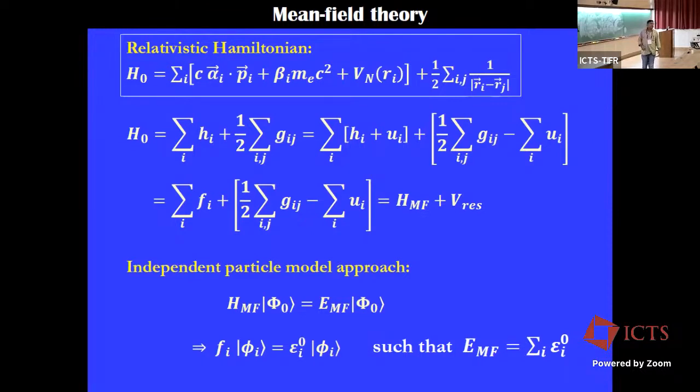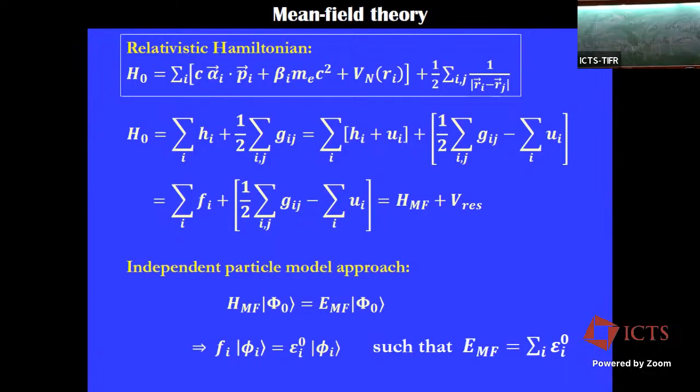Then we can easily solve for the wave functions of this Hamiltonian, because the entire operator will be just a sum over F_i. So this H naught, or H_MF, will be just the one-body operator F_i. So it will be like a hydrogen atom problem solution, and it will become easier for us to solve. That is the approach we are adopting.